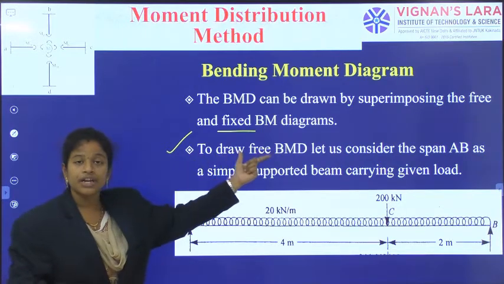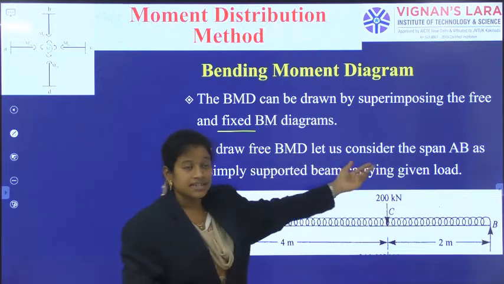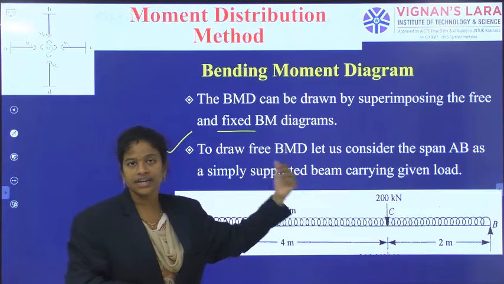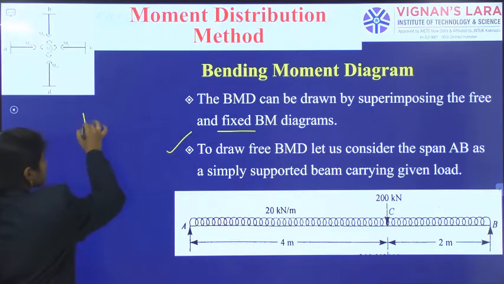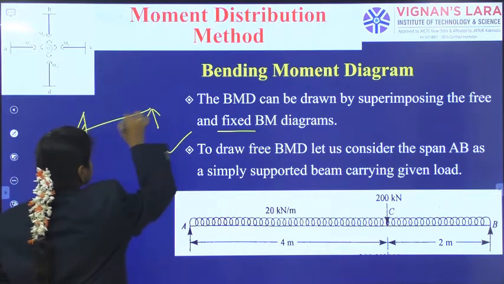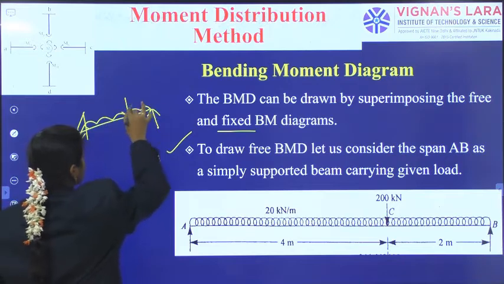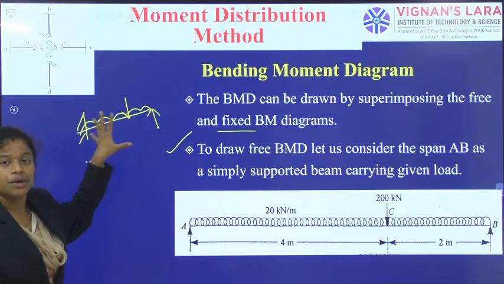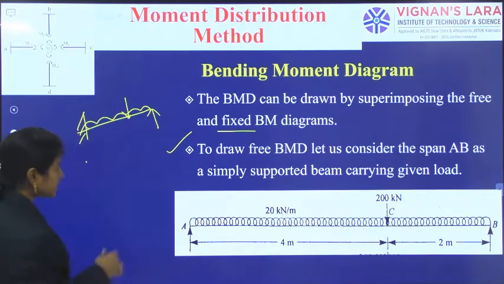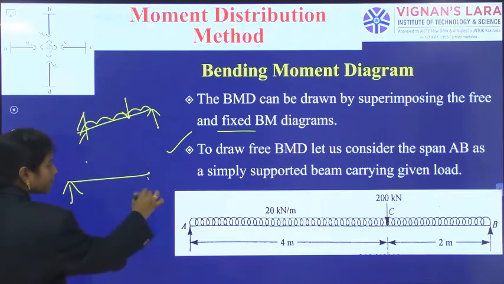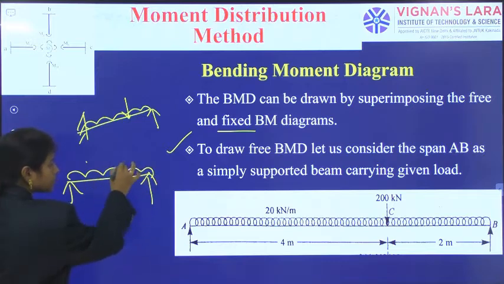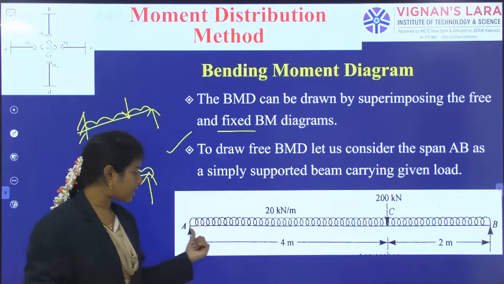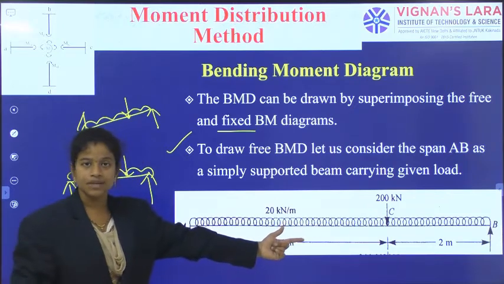Now, to draw the free bending moment diagram, let us consider the span AB as a simply supported beam carrying the given loading condition. Yes, the given structure is a propped cantilever structure having a UDL and a point load, but for the free bending moment diagram, I have to consider it as a simply supported beam with the same loads. So in this way we have got support A and support B as a simply supported beam.